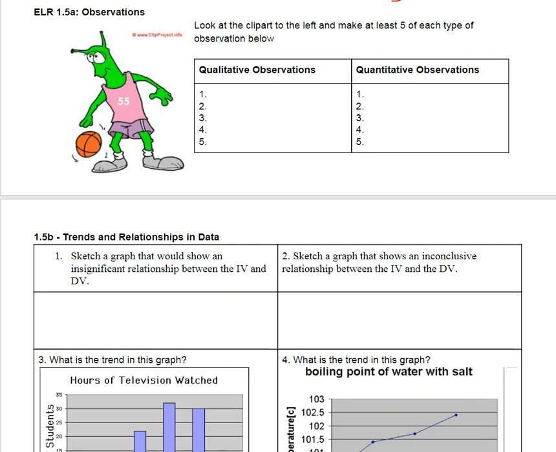This is the Unit 1 Study Guide answer key for ELR 1.5. For the first question, we've got a question about observations. We're supposed to make a list of qualitative and quantitative for the figure on the left.